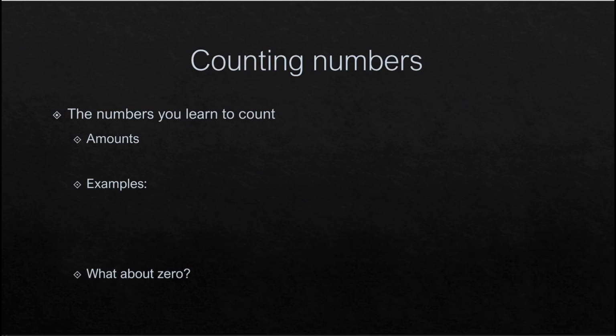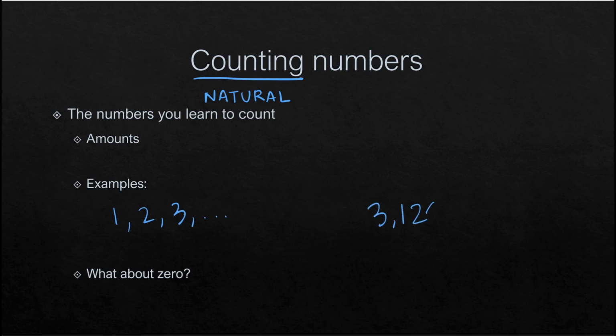There's also another way we call them. We call them the natural numbers, and we're going to be using that word later on in today's lesson as well. So examples of counting numbers include like 1, 2, 3, etc. But they also include like 3,124, for example, or 7,235,981. They're all positive numbers that are whole numbers that you count your way up there.